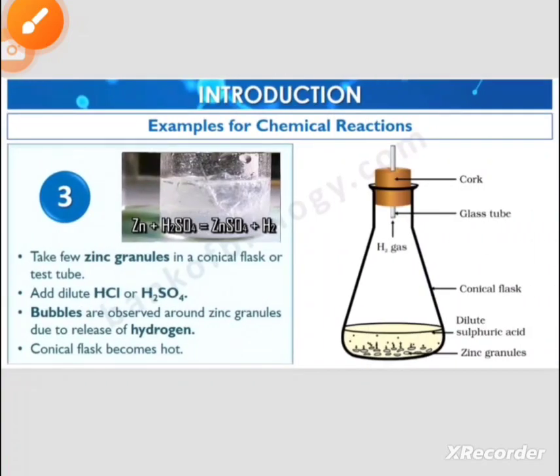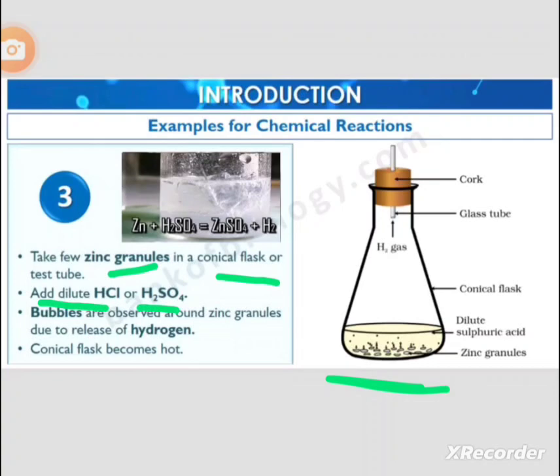Moving further, in the next example, they asked what will happen if we add zinc granules, meaning the powdery form of zinc, in a conical flask or a test tube, and add dilute HCl or H2SO4. Dilute means the amount of that acid. In that acid we have to add water, which means that the acid is not in its pure form. Water is added in it. That is the meaning of dilution here. We add water in that acid so that it is not as strong as the pure one.